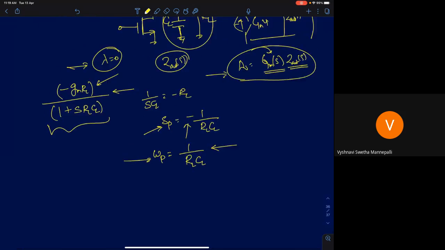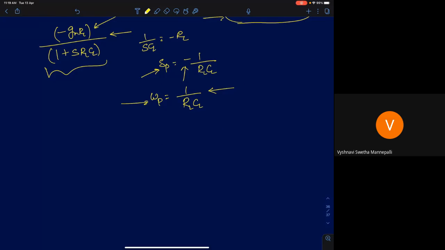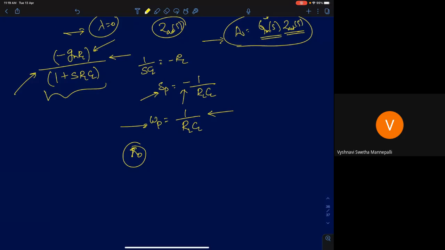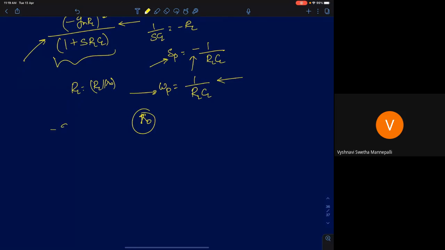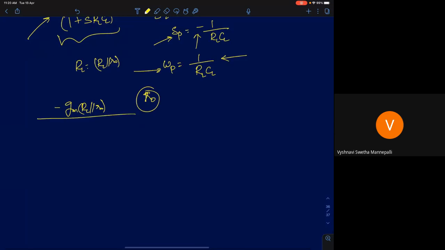Now, what change did we notice when we included r0? What was the change in the expression? Did the DC gain change and the pole change? r0 just comes in parallel with RL, so replace RL with RL parallel r0. So when I replace RL with RL parallel r0, your DC gain reduces slightly. If your resistance reduces, DC gain reduces, divided by 1 plus s times RL parallel r0 into CL.